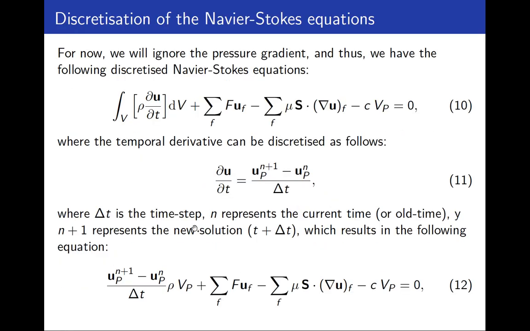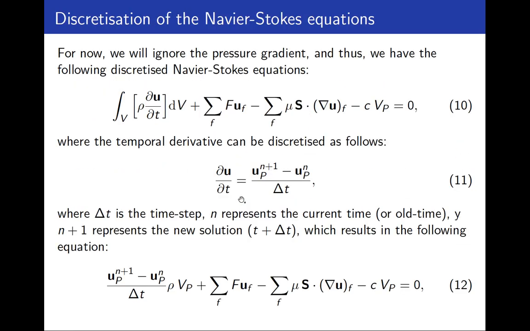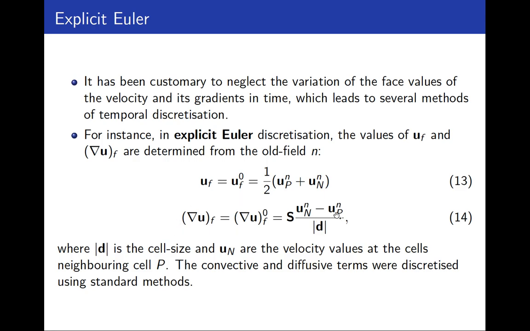And the gradient will also be evaluated at this cell face. This gradient can be evaluated just using this algebraic equation, where we use the velocity in the neighbor minus the velocity at the centroid P, divided by the distance between the centroids. Remember, these velocities are determined from the old time field n.